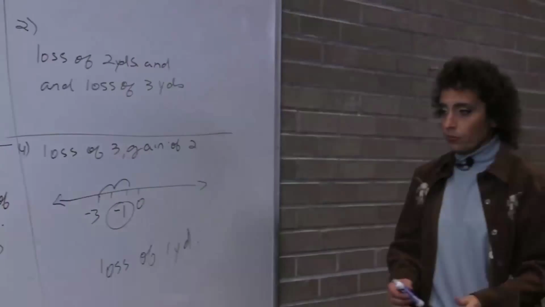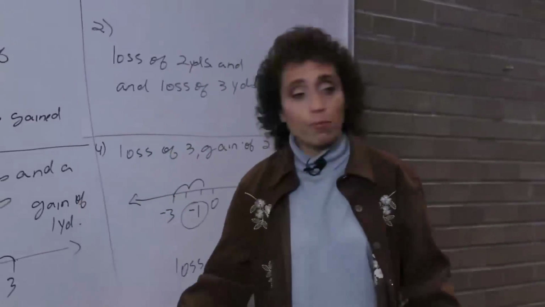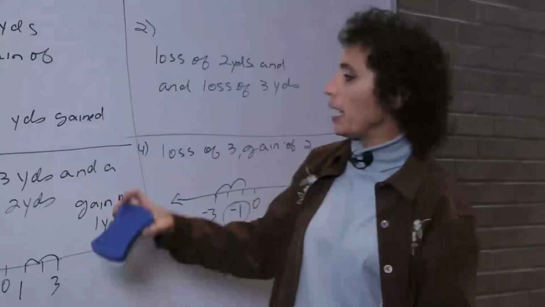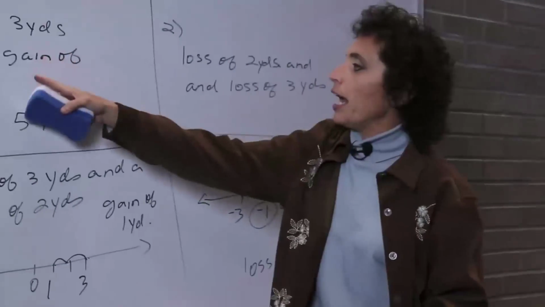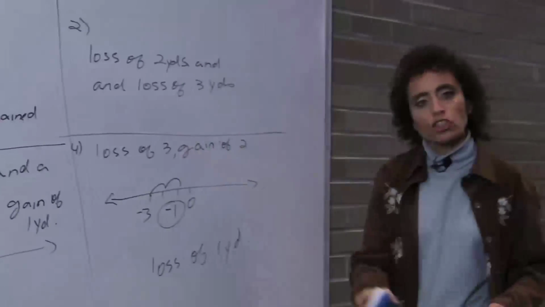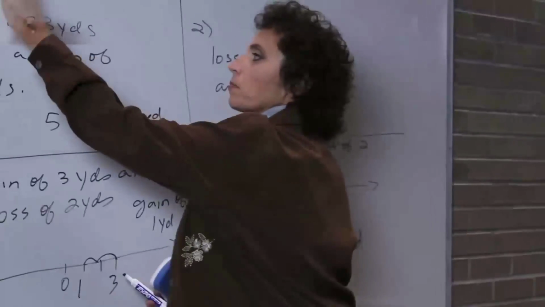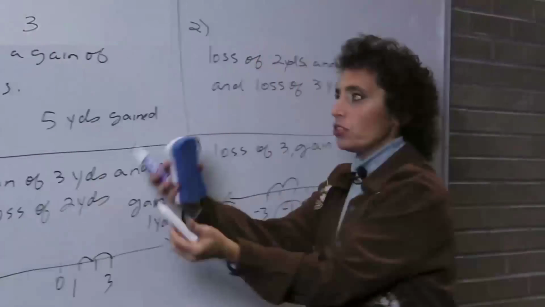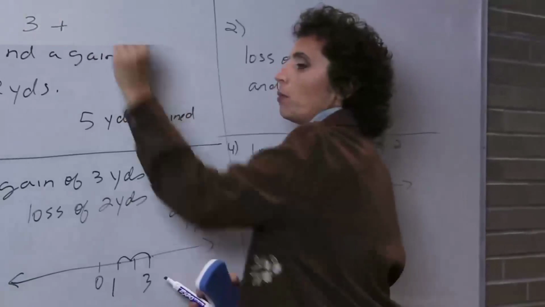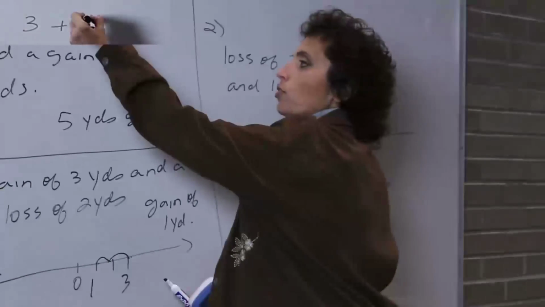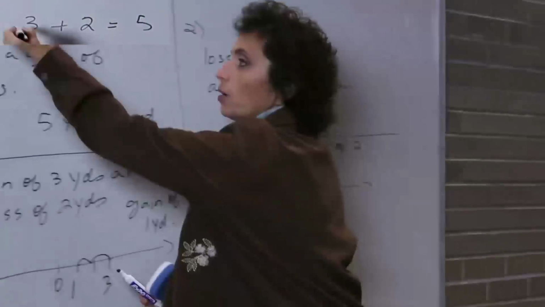Now, let's write some actual math problems out of this. Remember, this was a gain of 5 yards. It says a gain of 3 and a gain of 2. I'm going to write all of these questions using addition. So watch. A gain of 3 would be a +3 and, because this is the next play, I'm going to write a plus, and a gain of 2. So this is just 3 plus 2, which is 5. That's a simple problem.